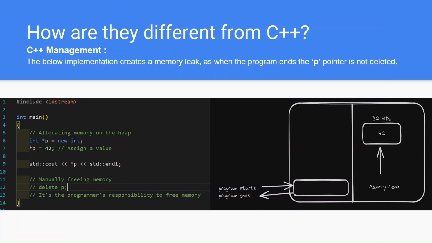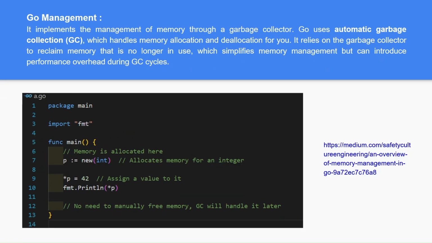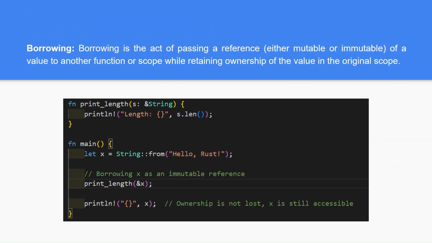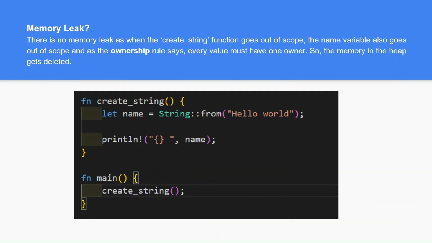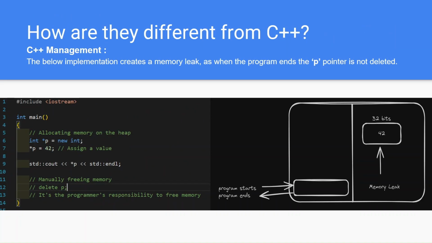All right. So we'll be starting C++ memory management techniques. If you see the title, it is how are they different from C++. That is because we'll be understanding C++ first, but I made Go management and Rust management previously in my slides. So it is better to understand C++ first and then Go and Rust management. All right, so we'll be starting with C++ management.